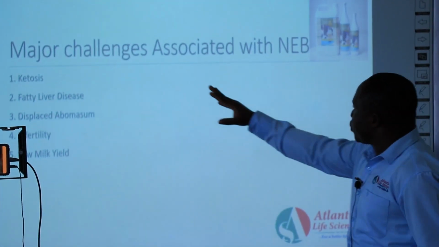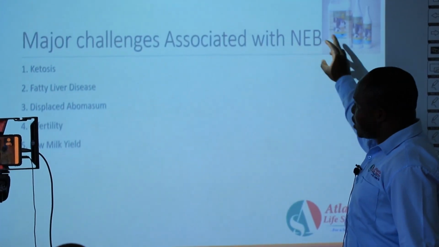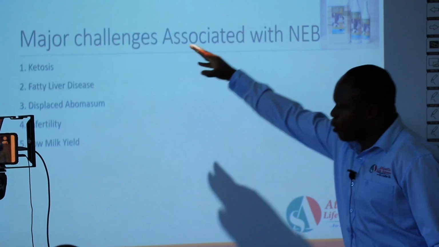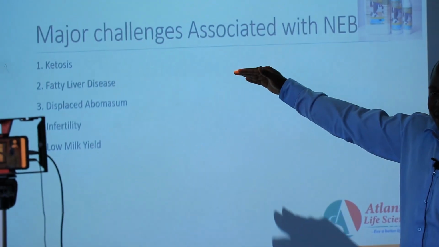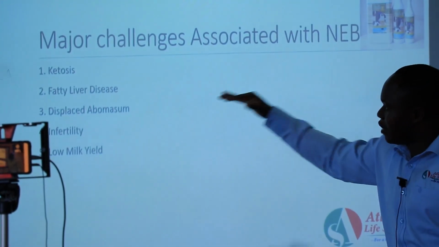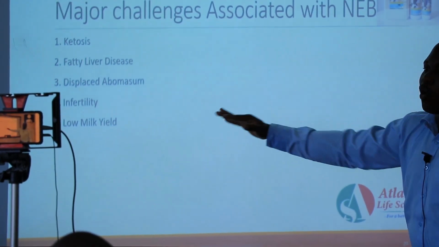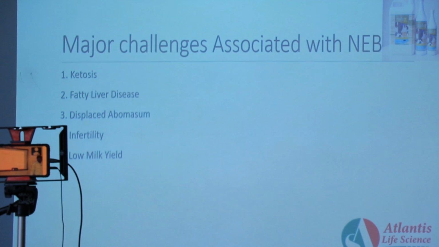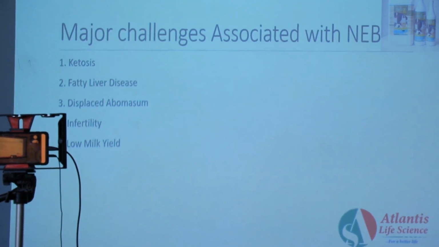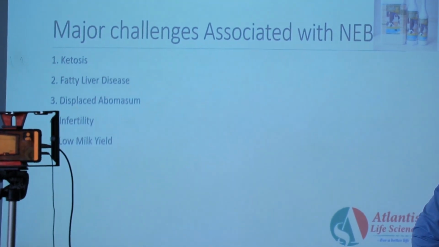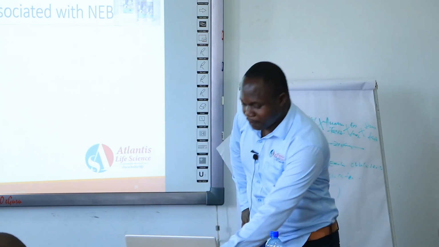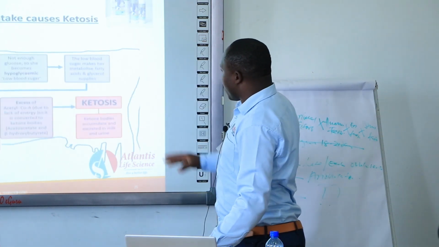So the major challenge associated with negative energy balance will be these metabolic conditions. One of them is ketosis. The second will be fatty liver disease, displaced abomasum, infertility, and low milk yield. And all of these things are taking money away from you as the farm owner or the farm manager. Okay? Good. So this is what normally happens.